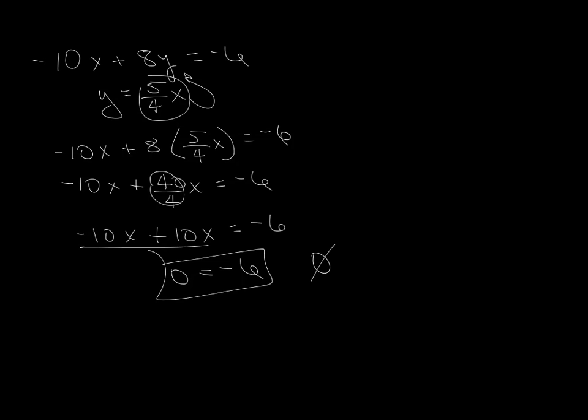Now, if it would have been 6 equals 6, then there would be infinite number of answers. But when the statement is not true, such as in this one, the answer is the null set. So make sure that you're looking for that as you go through and do these.